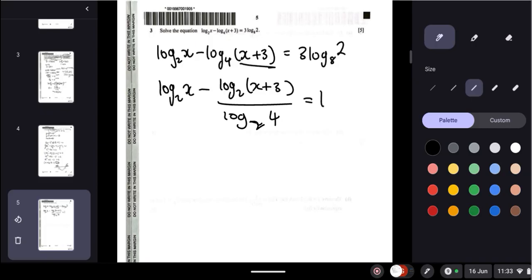Now before I write this, if you move this to here, what will this become? The power up rule. So this is the power up rule. 2 to the power of 3 is 8. So we can write it as 8.